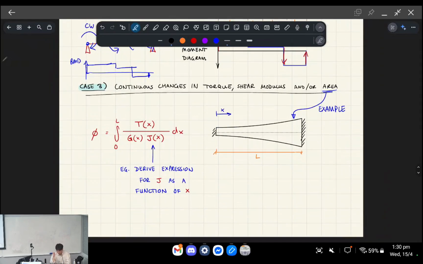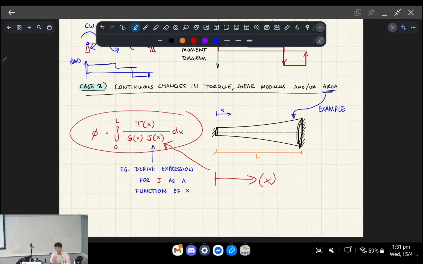Another type of change is continuous change, okay? So, for example, here to here, we've got a bigger cross-section on the right-hand side than we do on the left-hand side. So what actually changes is J, because remember J is a function of your radius. And if your radius is expanding, you can find that in terms of X, as a function of X as you travel along this beam. Do you know what I'm saying? So you can solve the torque based on integration. Oh, sorry, you can solve the twist based on integration. So that's a continuous change.